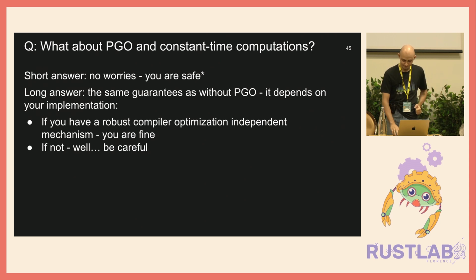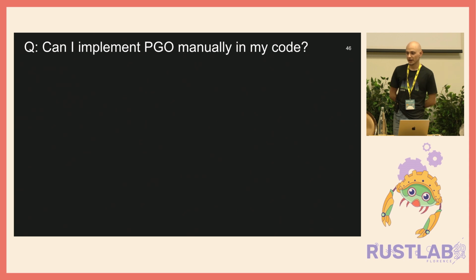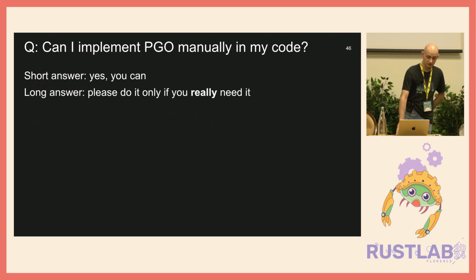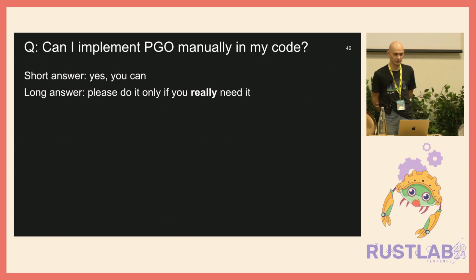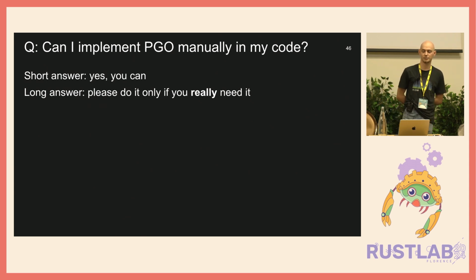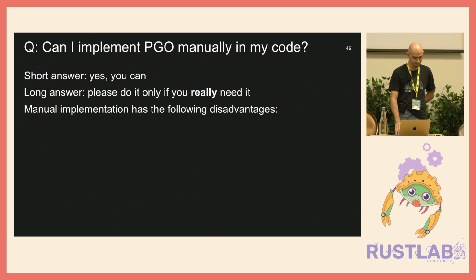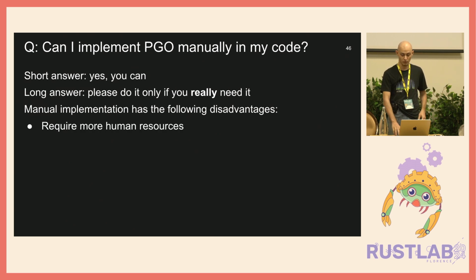So that's it. Can I implement PGO manually in my code? I've been asked this question many times. Yes, you can, but please don't do it. In the previous talk about real-time low latency Rust, Gabriel proposed using manual inlining and hot-cold compiler hints. Trust me, PGO can do it in a much better way than you as a human. Don't spend your time on this, just use PGO if you can.